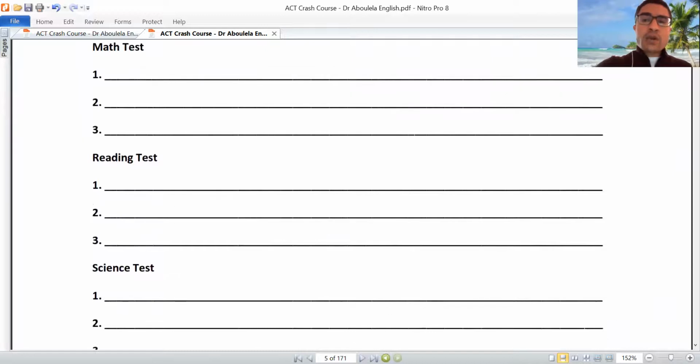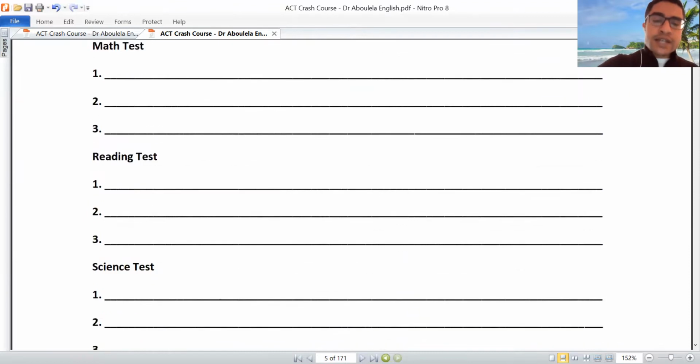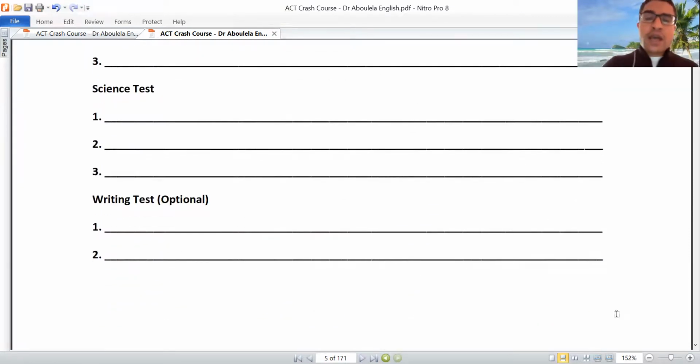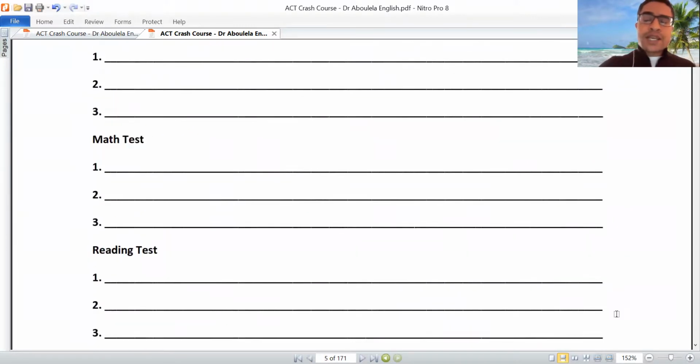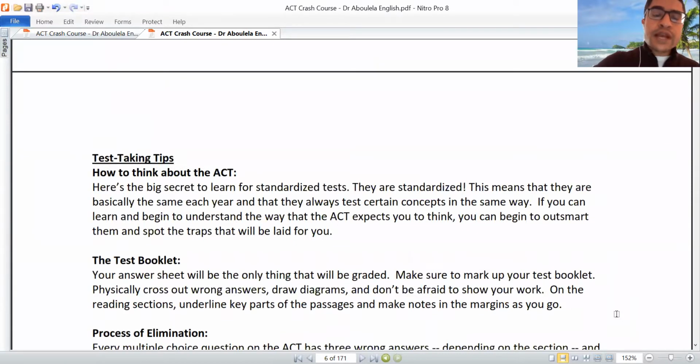In the following lessons, we'll have dedicated lessons to cover each subject area, starting with the English test, the math test, the reading test, and the science test, and finally, optionally, the writing test. Most importantly, this is organized according to the order of the tests on the exam itself. The very first test will be the English, the second the math, the third the reading, and finally the science. If you are taking the essay, it will be the last thing.